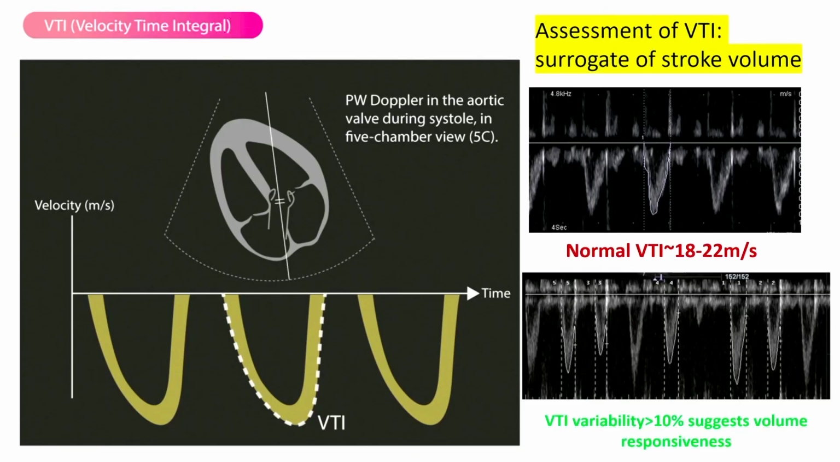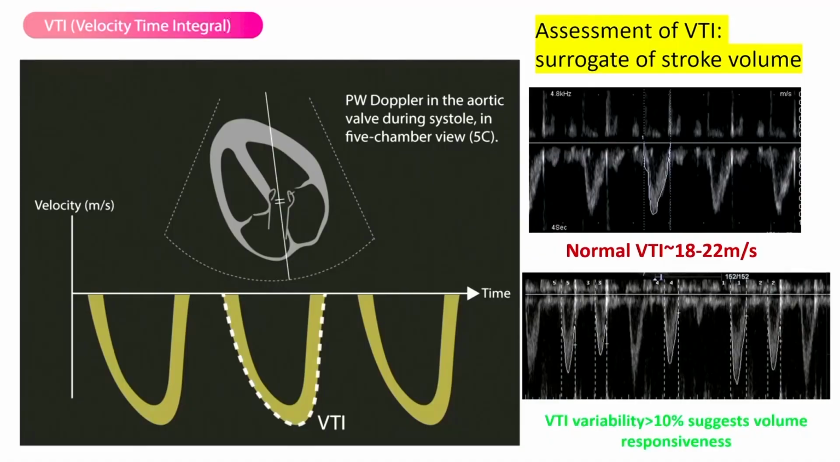And how do we take out the VTI? We put a Doppler across the left ventricular outflow tract, and we get this kind of a trace. So if you trace it out, the machine will give you the VTI. A normal VTI will be more than 18. If it's less than 18, then you suggest that there's something wrong in your contraction.